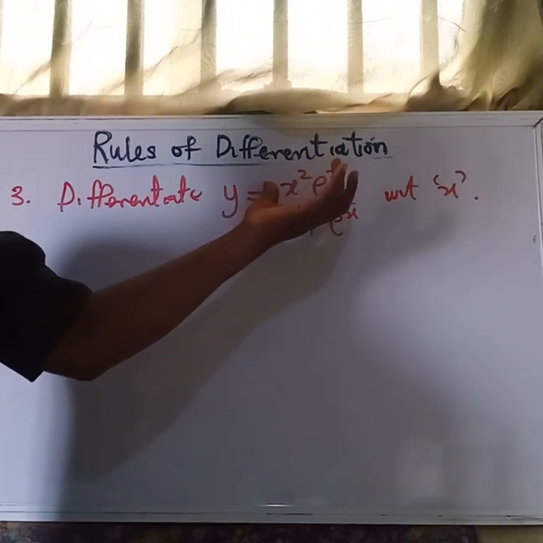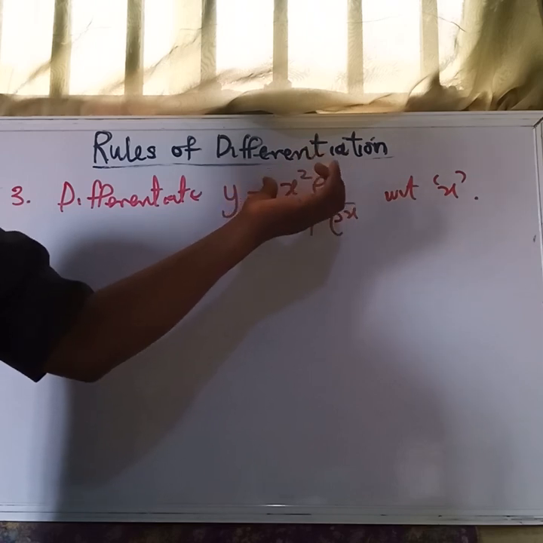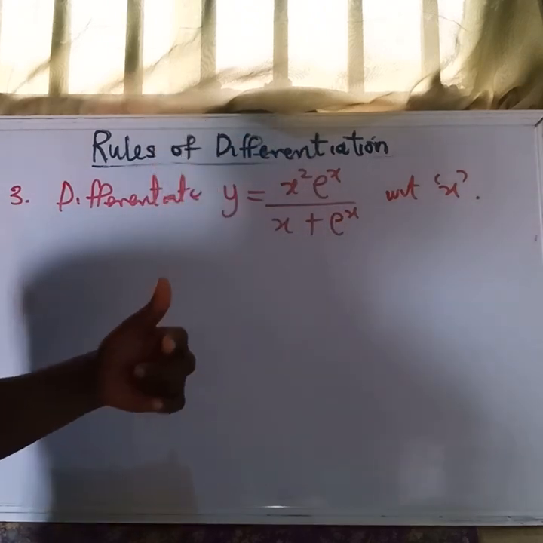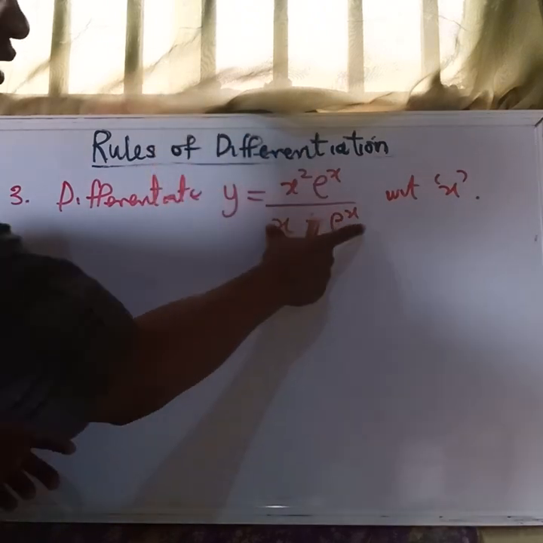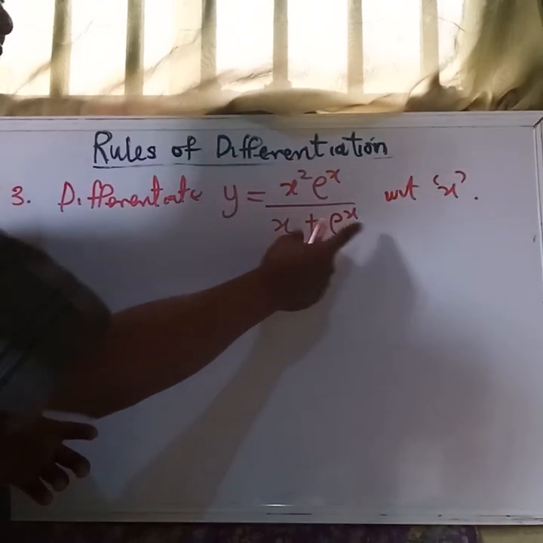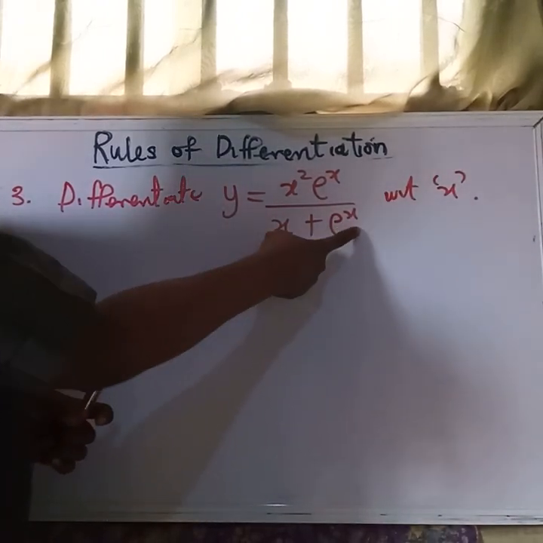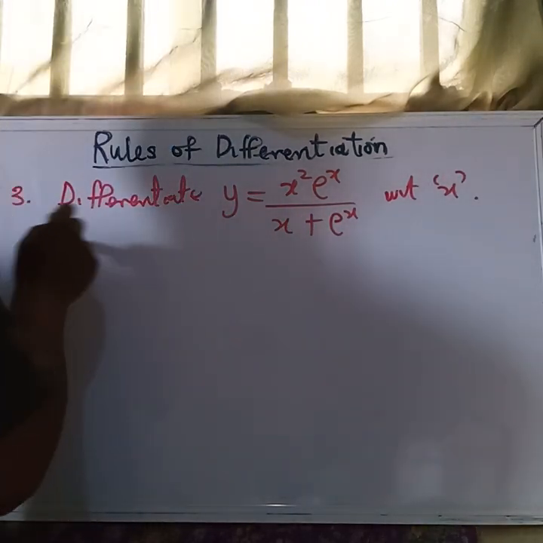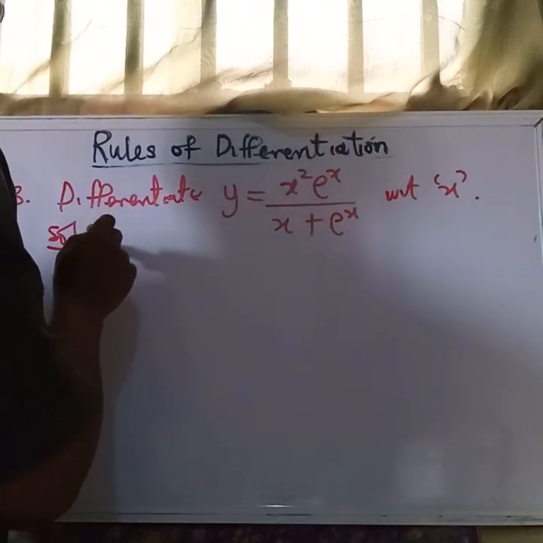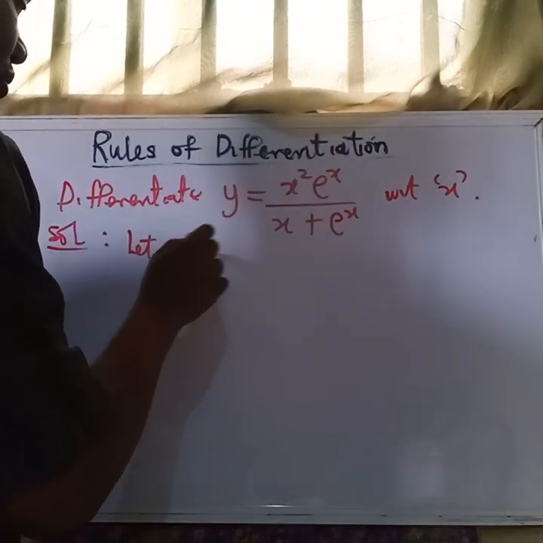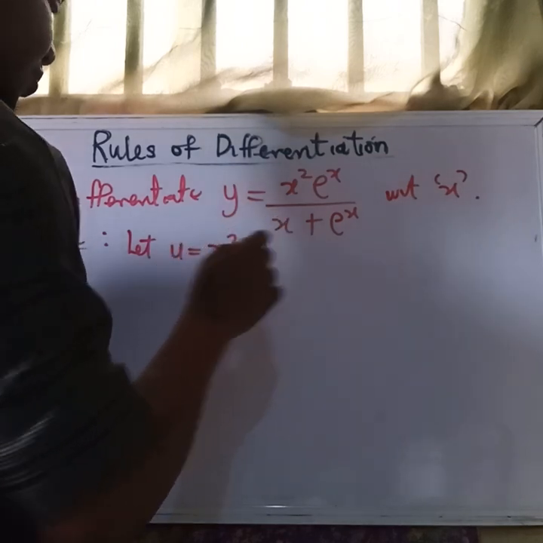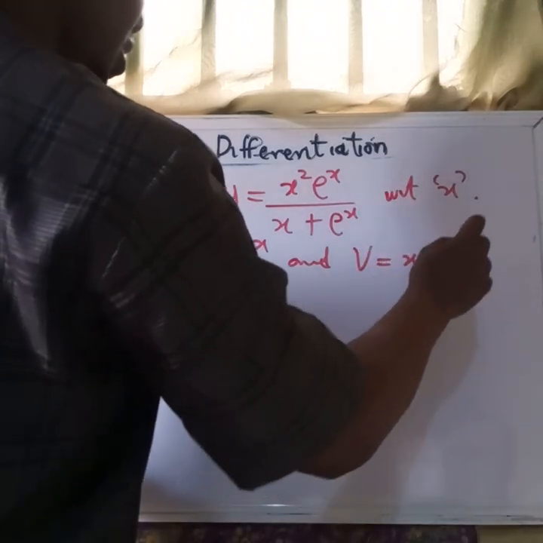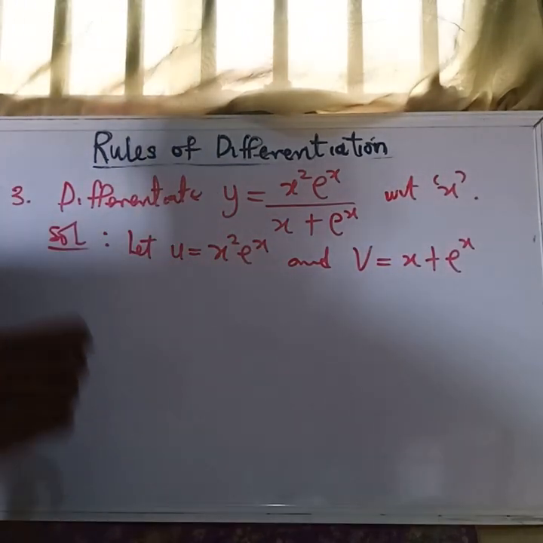To find the slope of this product, we need to apply what we call the product rule, as we did in our earlier video. The denominator is in a separate form, so we use the sum and difference rule for it. Solution: accordingly, we select u to be the numerator, which is x squared exponential x, and v to be what we have at the denominator.